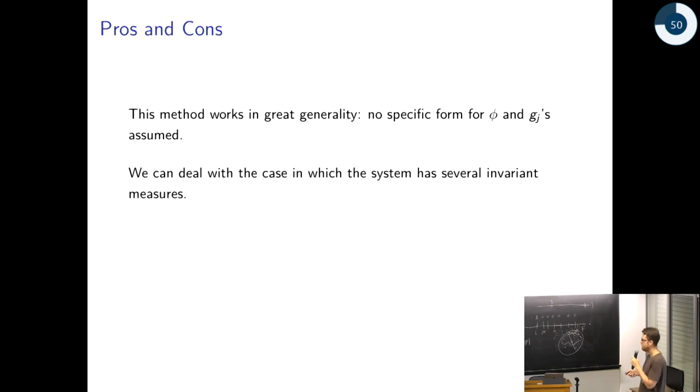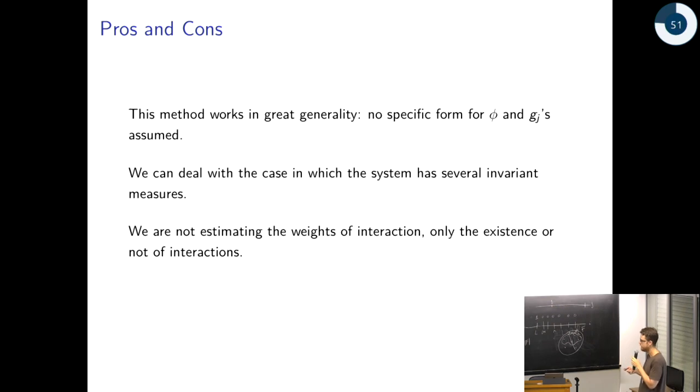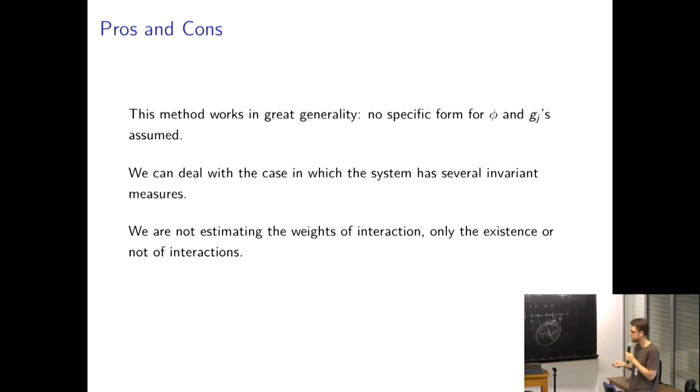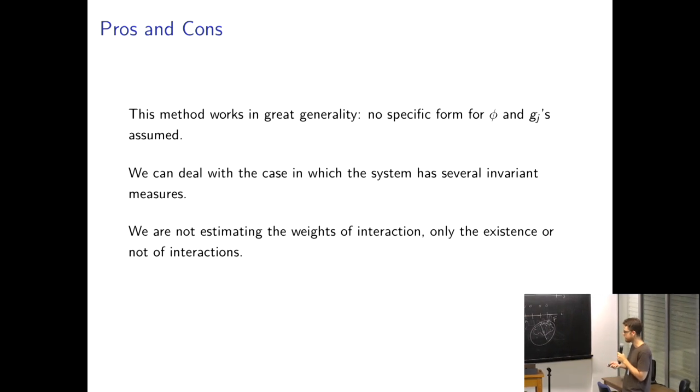Just a few comments before coming to the last part: this method works, let's say, in great generality, in the sense that we are not assuming a specific form for phi, nor for the G_i's, just a few very general assumptions. We are not specifying that the system has to have only one invariant measure, and it can be used for other scenarios.